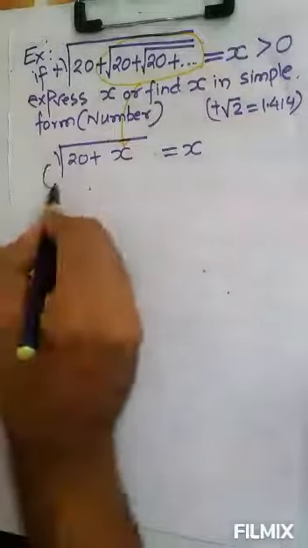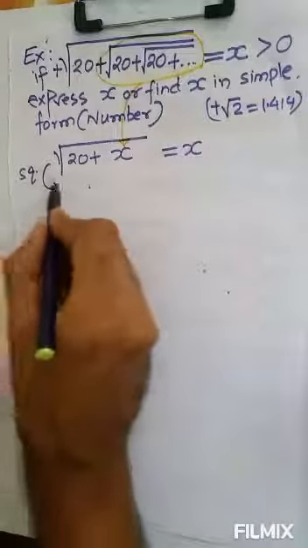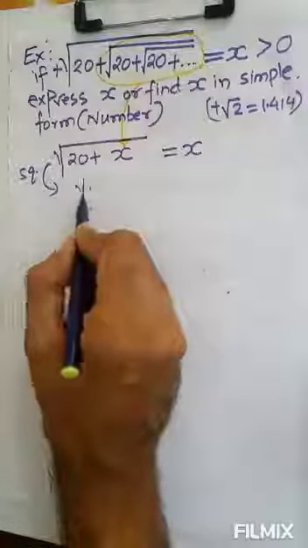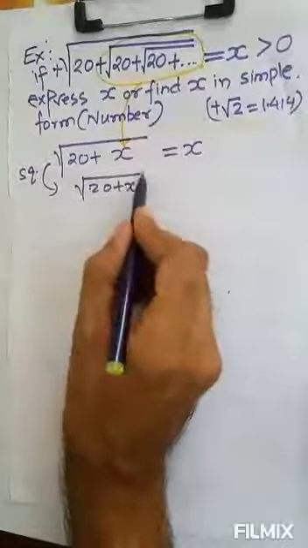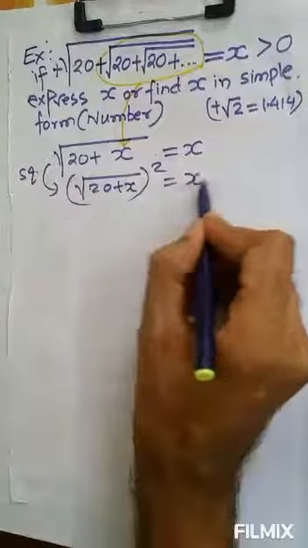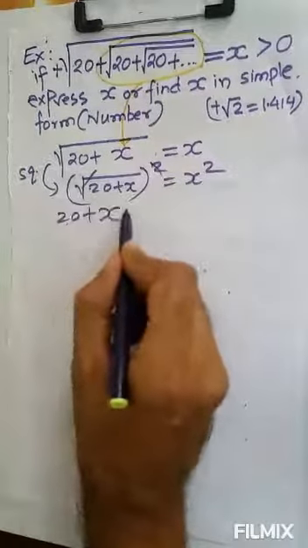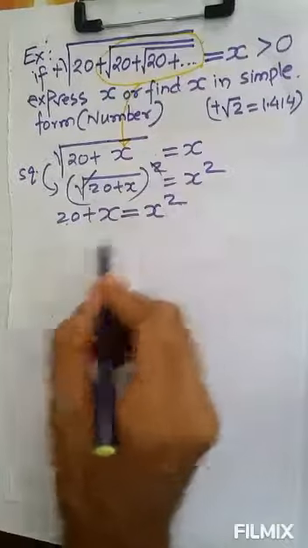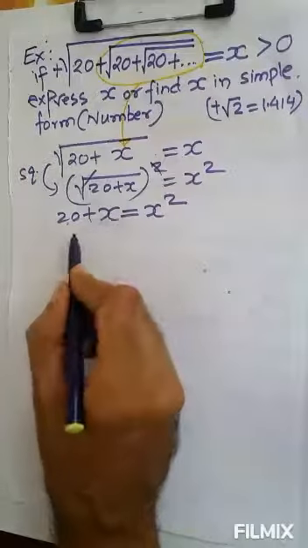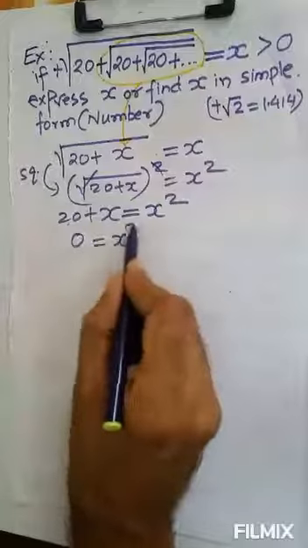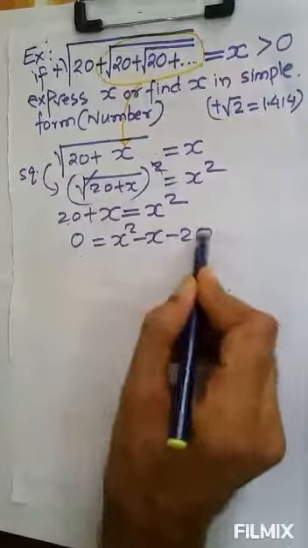Now, as usual, how will we solve? Yes, we will square both sides. Squaring both sides, 20 plus x whole square becomes x square. This cancels with this. 20 plus x gives x square. Now this x and 20 we will take to that side, so it becomes minus x and minus 20.